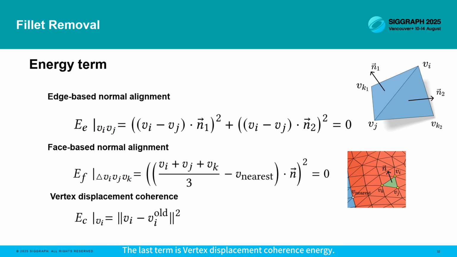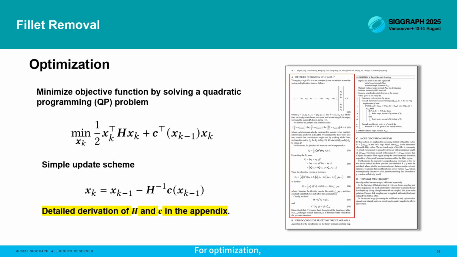The last term is vertex displacement coherence energy. Using only edge alignment and face alignment terms can lead to unstable optimization. This term improves stability and helps control the rate of deformation. For optimization, we reformulate the objective function as a quadratic program and minimize it iteratively by solving a linear system. The detailed derivation is provided in the appendix.